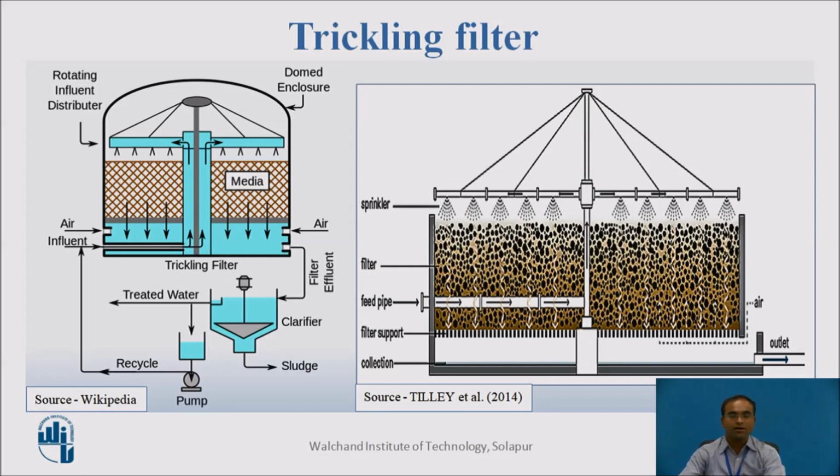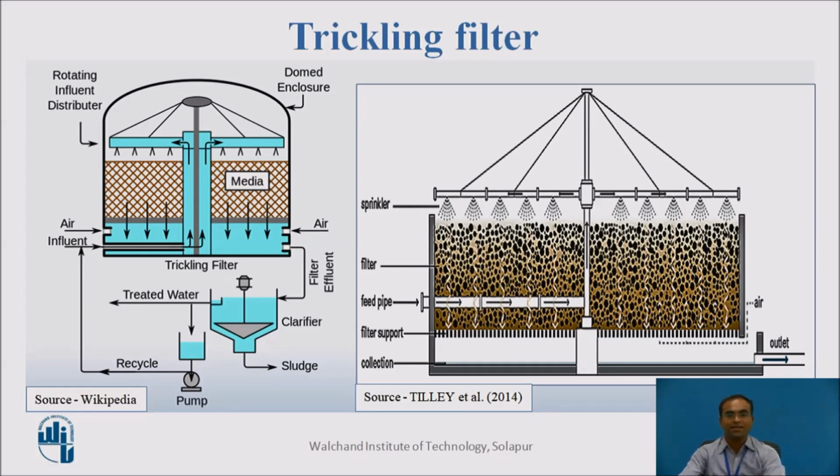Let's see the raw view of a trickling filter. On this part you can see a trickling filter which is sprinkled on the surface area of the media, and the water is passing down and it is collected from this side and taken down, and this is the feed pipe from which the water is taken up for the sprinkling system.